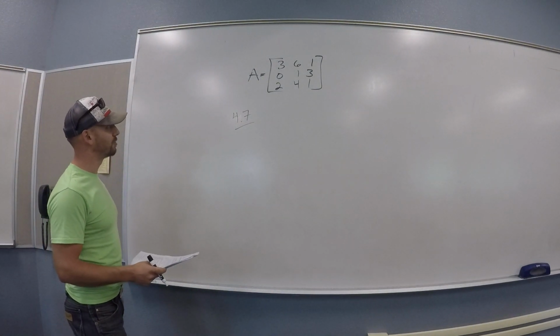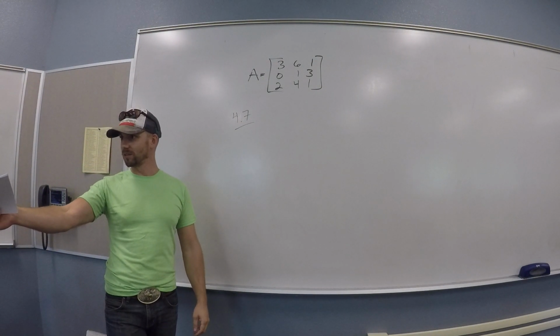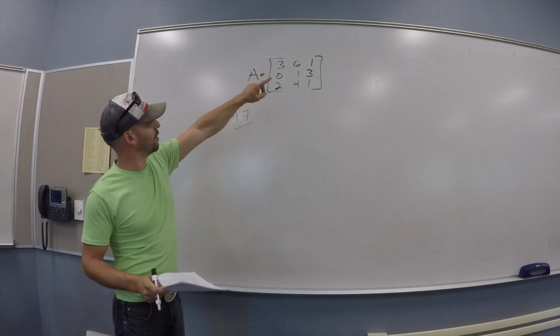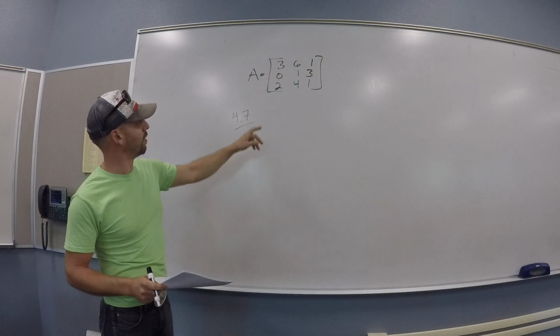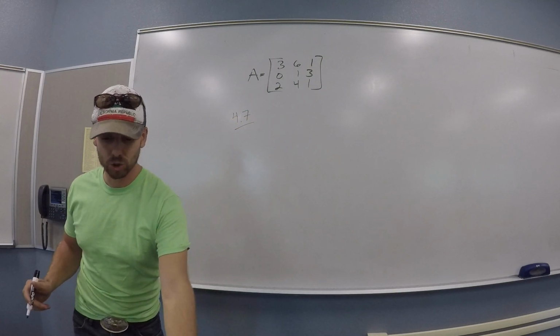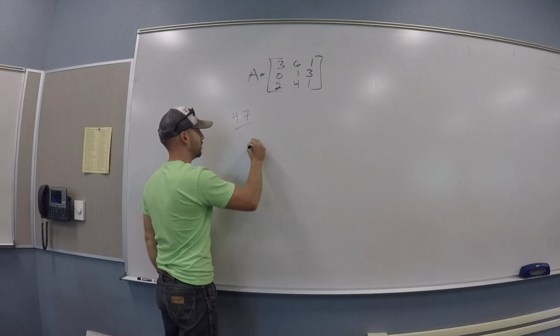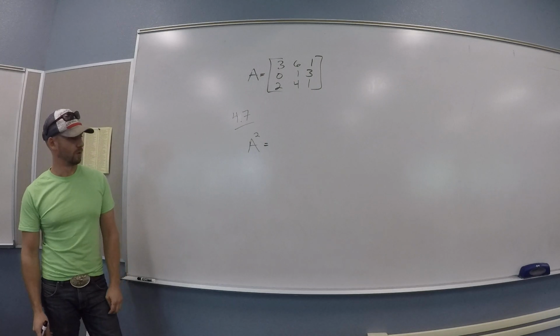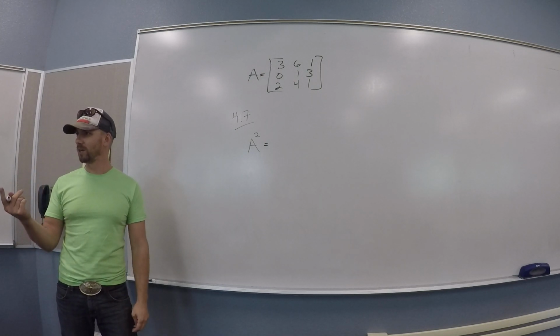So, in order to answer Emmanuel's question, I got it right? Okay. So A was 3, 6, 1, 0, 1, 3, 2, 4, 1. And I want to figure out what A squared is. So this is 4.7. This is not quite exactly what you asked for.